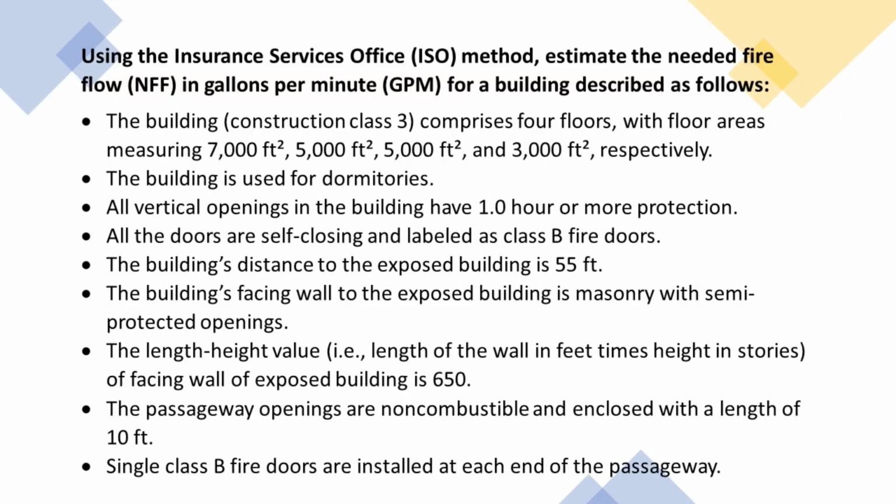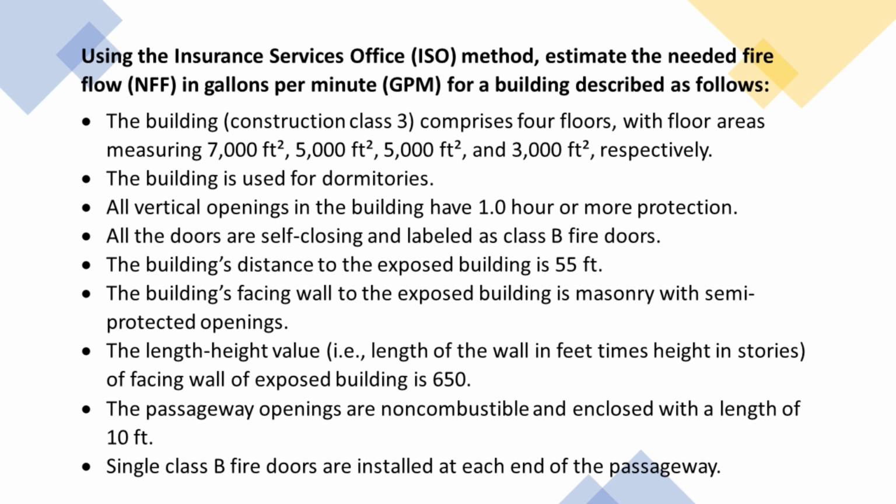In this video, let's work on an example problem of needed fire flow estimation using the ISO method. Problem statement. Using the Insurance Services Office or ISO method, estimate the needed fire flow in gallons per minute for a building described as follows. 1. The building of construction class 3 comprises 4 floors, with floor areas measuring 7,000, 5,000, 5,000, and 3,000 square feet, respectively. 2. The building is used for dormitories.